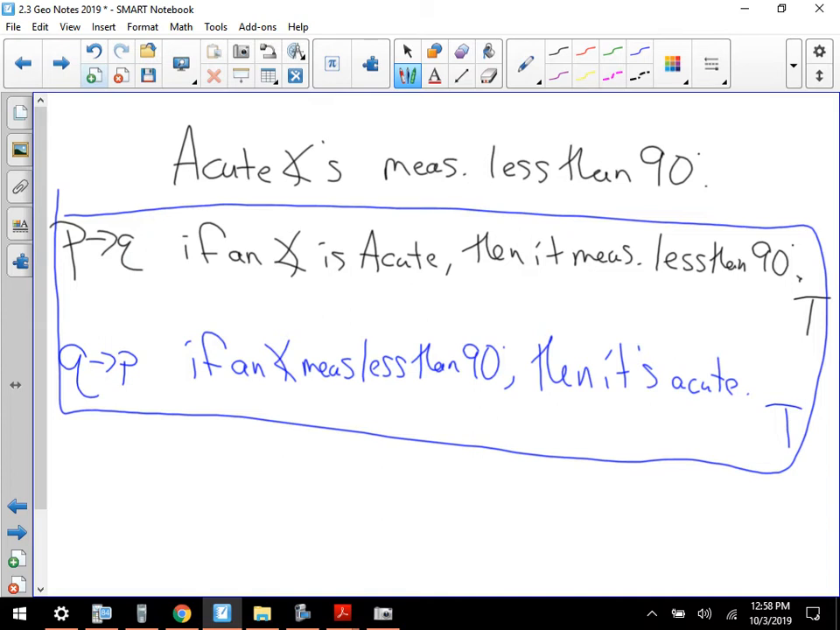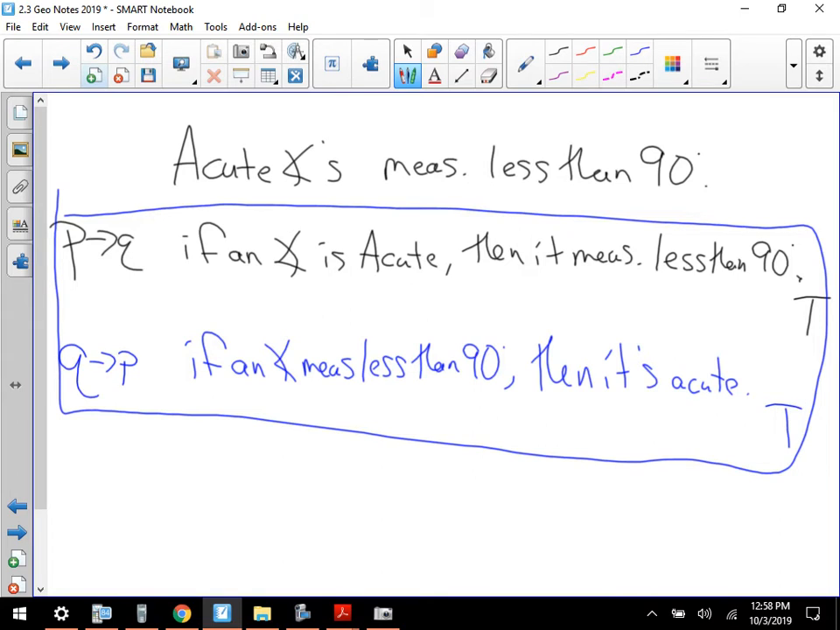If both of these are true, then we need the other two. If an angle is not acute, then it is not less than 90. Is that true? If an angle is not less than 90, then it is not acute. In this case, you have all of them true. But once we get the first two, the other two have to be right.